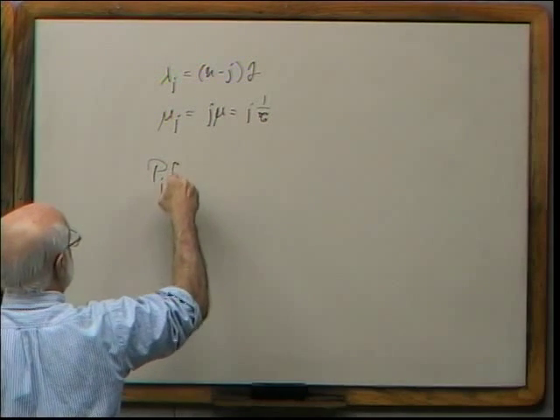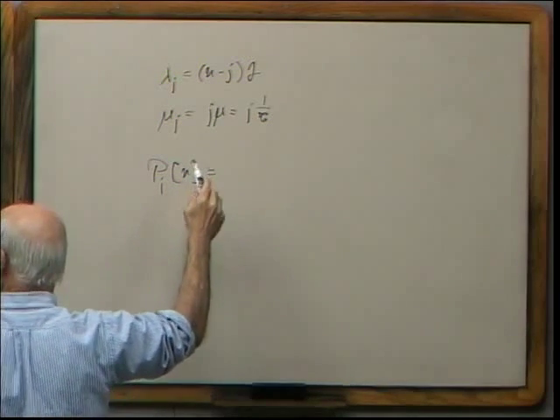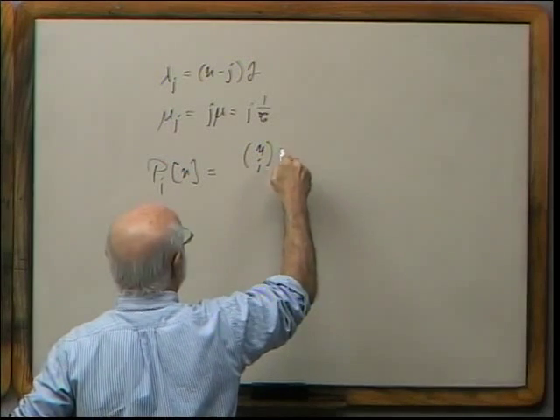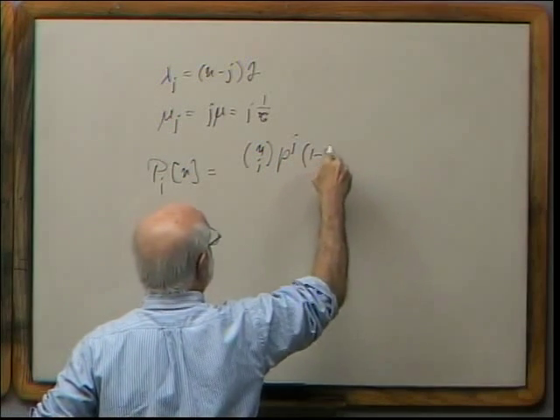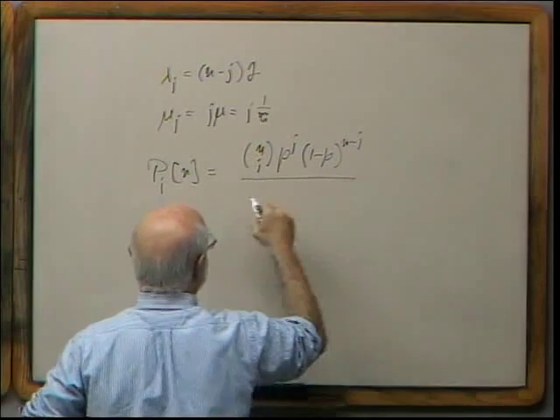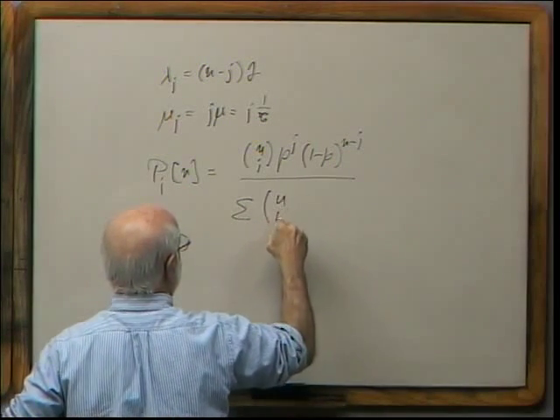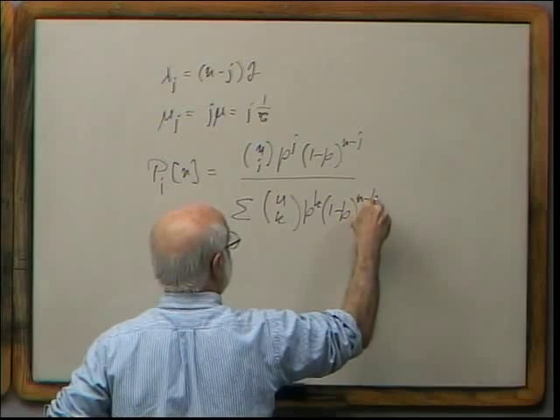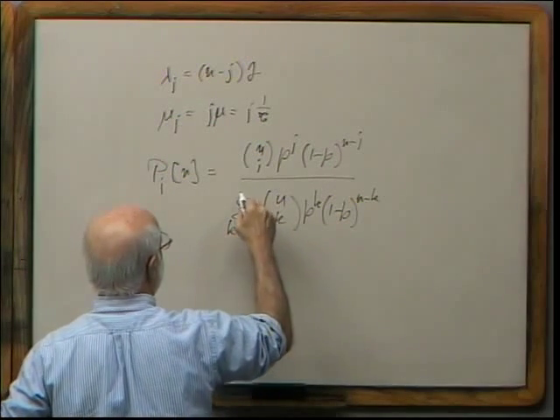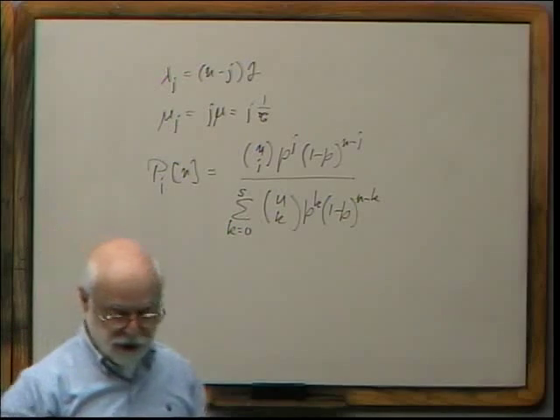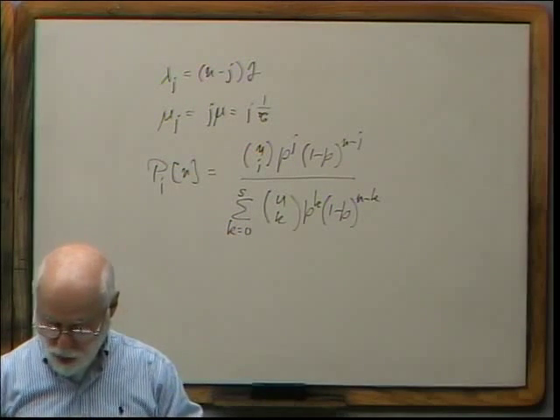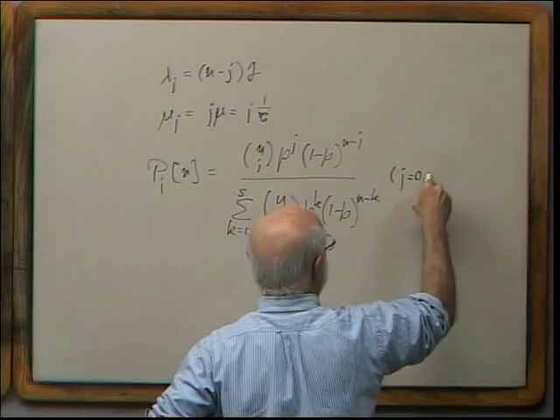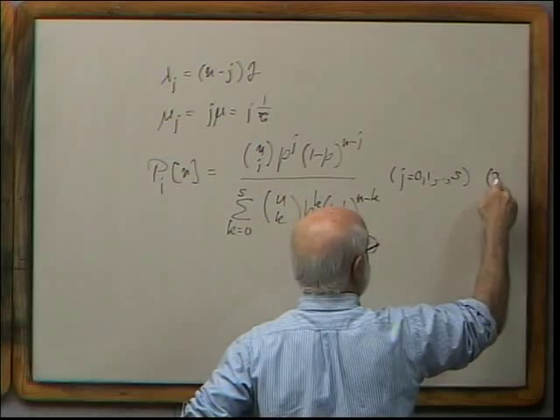P j of n turns out to be equal to n choose j, p to the j, (1 minus p) to the n minus j, divided by the sum of n choose k, p to the k, (1 minus p) to the n minus k, as k runs from 0 to s. And this is the equation that's in the textbook, equation 7.5. This is for j equals 0, 1, up through s, 7.5 in the book.